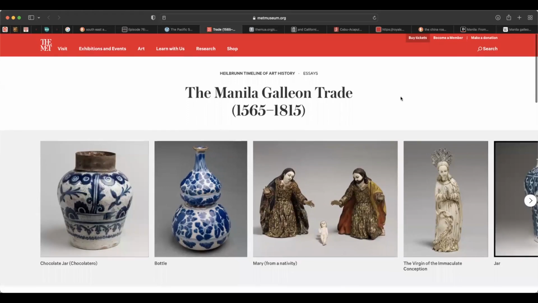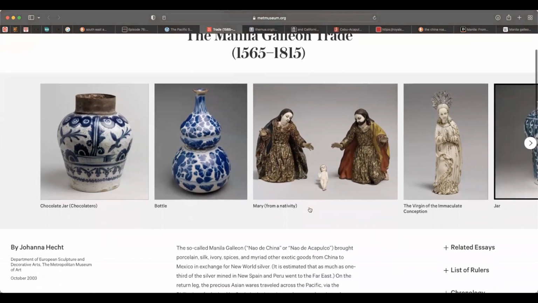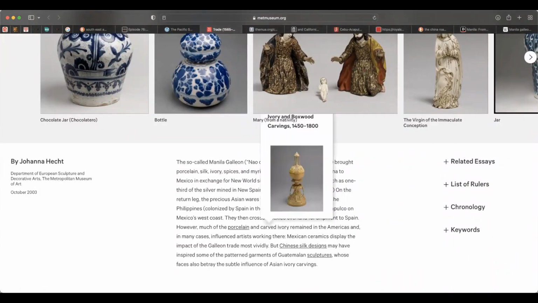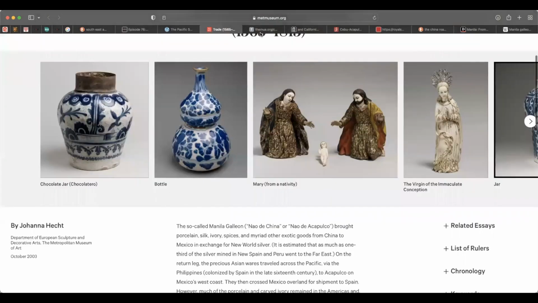The Manila galleons are very famous, and you actually study this trade from Asia, Trans-Pacific trade, right? They kind of sugarcoat everything. They just talk about how they were bringing over exotic goods, porcelain, ivory, spices, and all this other stuff except slaves. They kind of sugarcoat it.